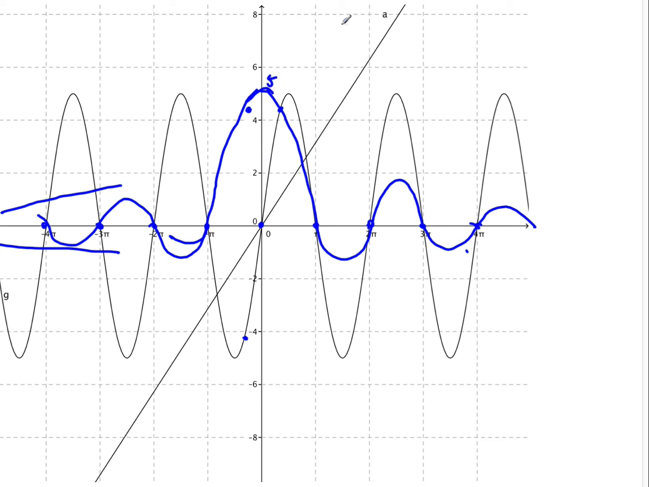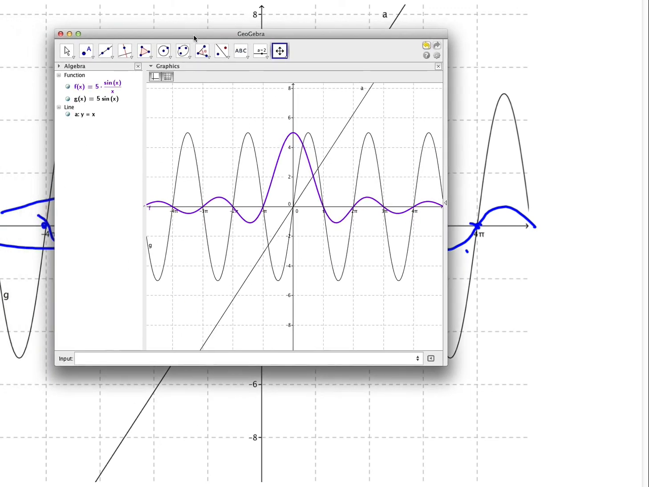Okay, so there's our curve, looking very, very ugly indeed, but the computer can make a nice one. So here's a nice one, that nice purple line there.